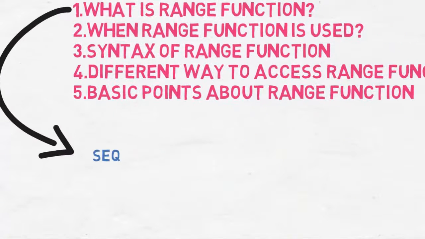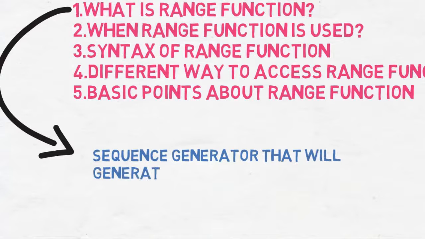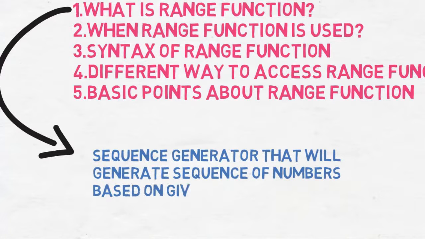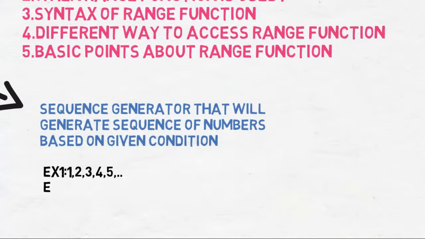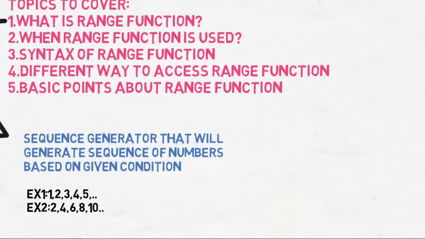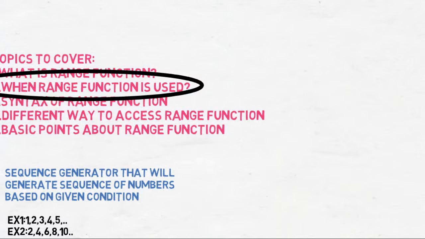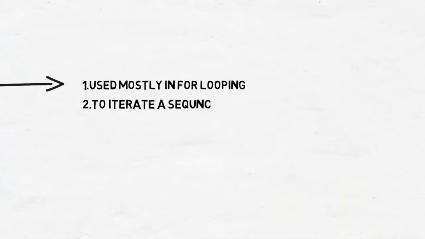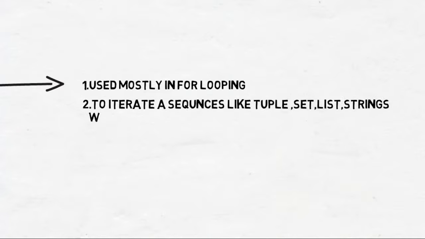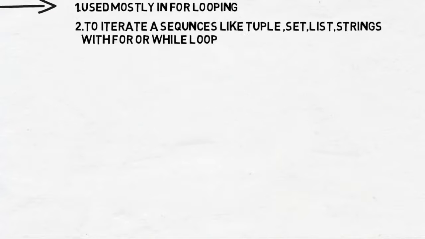The range function is nothing but a sequence generator that will generate a sequence of numbers based on a given condition. That is, it helps to generate various kinds of sequences, for example natural numbers, even numbers, or odd numbers, etc. Now the question arises: when is this range function used? It is mostly used in loop statements, that is, in for looping. It also helps to iterate a sequence like a tuple, list, or string with a for loop or while loop.